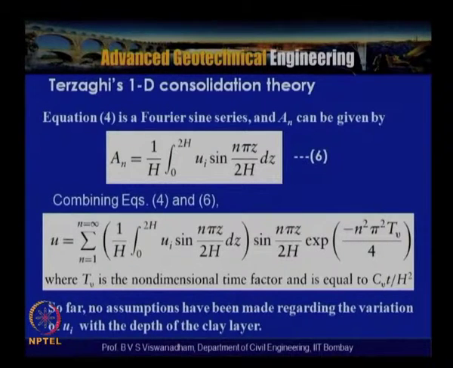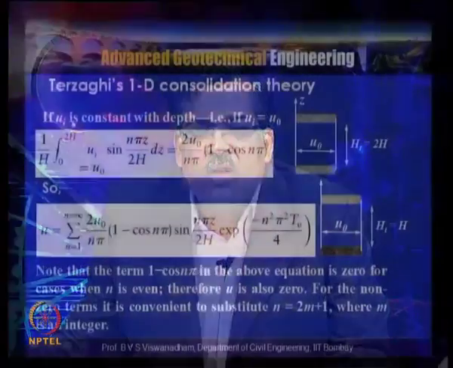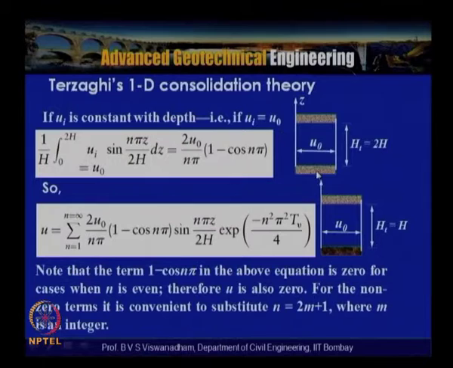So far, no assumptions have been made regarding the variation of u_i with the depth of the clay layer, but a number of variations can be assumed. For example, a uniform variation, where u_i is constant with depth, and if you are having a double drainage layer, then H_t is equal to 2h. In this case, this converts into u is equal to the summation over n of 2u_naught by n pi (1 minus cos n pi) sin(n pi z by 2h) exponential of minus n square pi square T_v by 4.